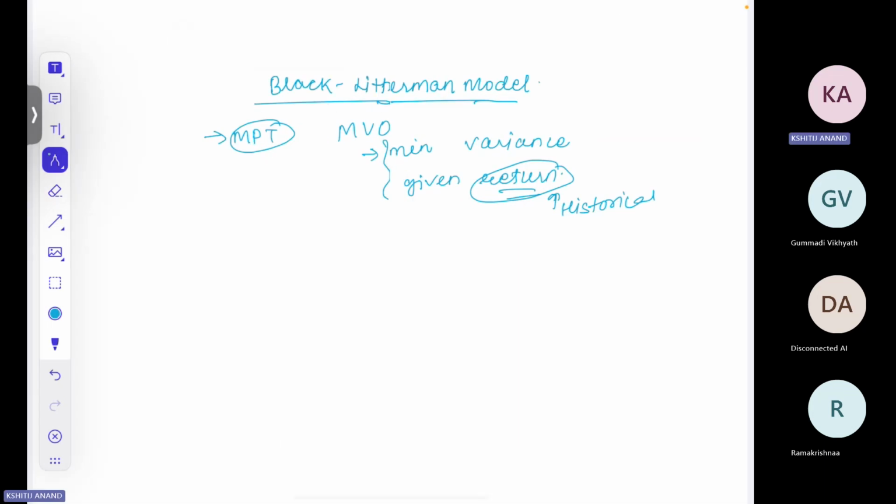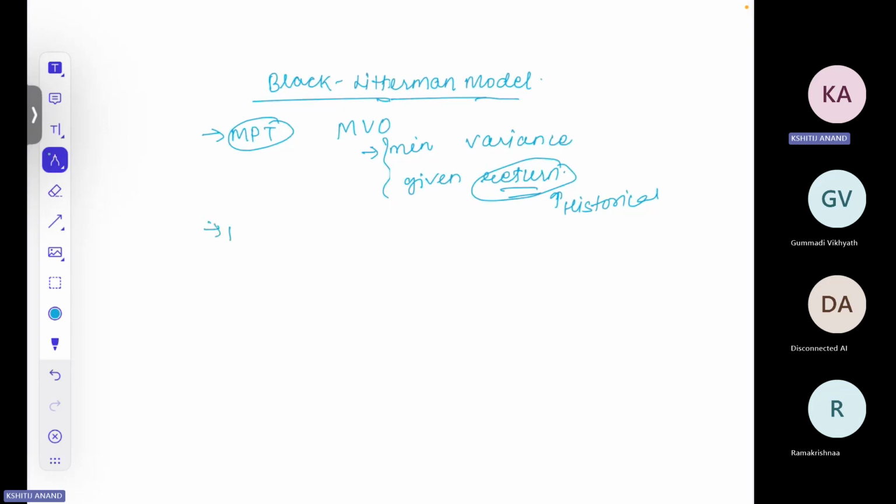Now if you are someone from quantitative finance, someone who has a good financial background, who can make some good prediction, then the Black-Litterman model is for you, because it allows you to feed your subjective view about the market into the model. So it allows you to feed your subjective view about the market into the model.